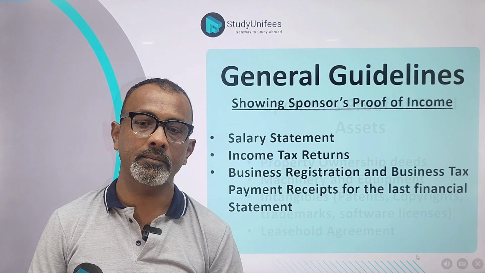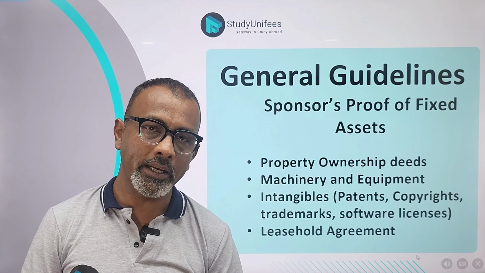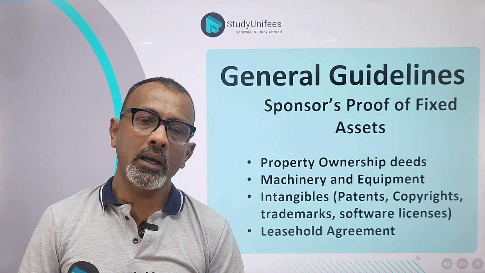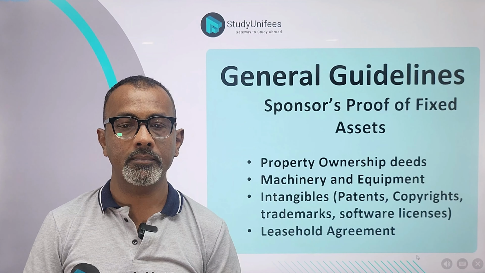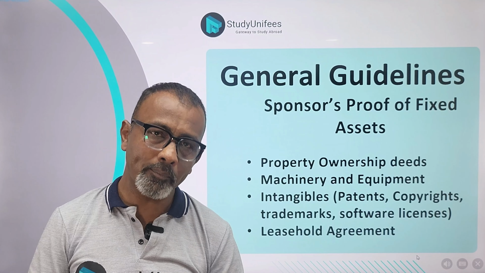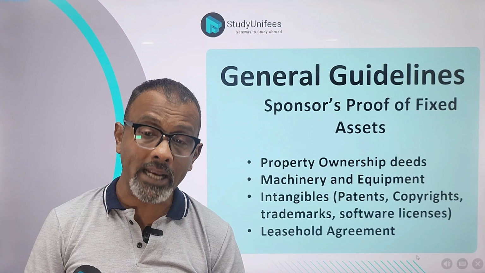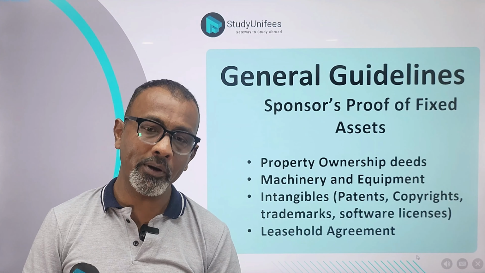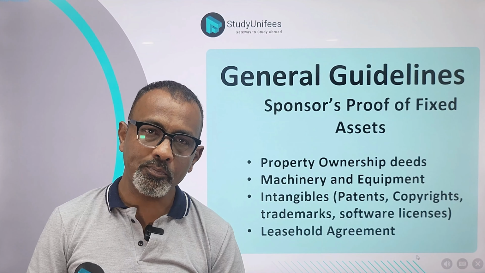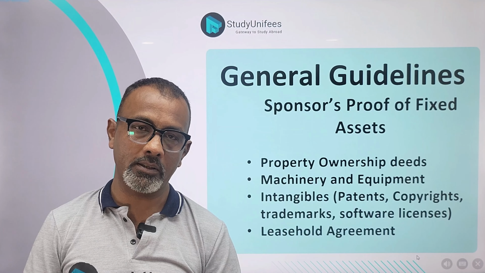Next, let's talk in more detail about documentation you will need to demonstrate your sponsor's fixed assets. Include property ownership deeds. Include documentation that pertains to machinery and equipment in factories and workshops. You may also include intangibles like patents, copyrights, trademarks, and software licenses. If your sponsor has property on lease, make sure you include the leasehold agreement.